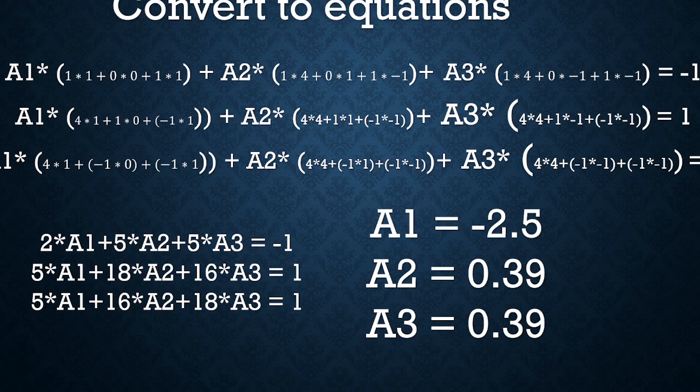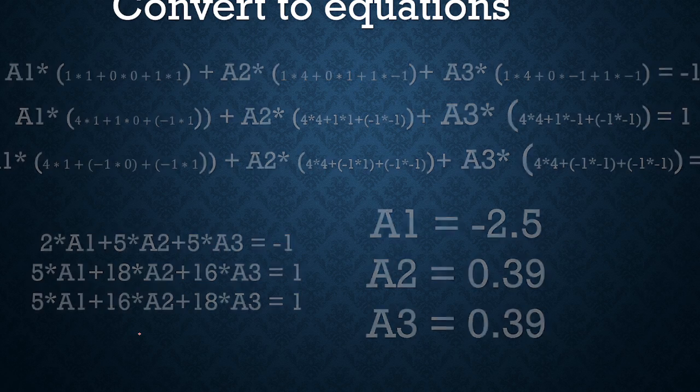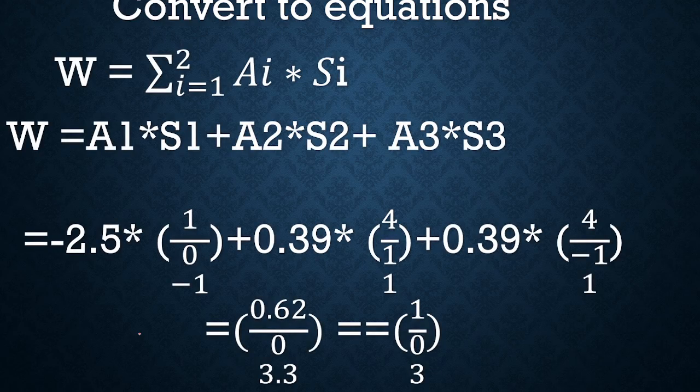Like that you will be getting it. And finally, solving these three equations, you will be getting a1 as minus 2.5, a2 as 0.39, and a3 as 0.39. After this, you are going to use an equation, that is the overall weighted equation: W is equal to the summation of i equals 1 to 2 of ai into si. So all the a1, a2, a3 values are known, and the S1, S2, S3 values were already defined.